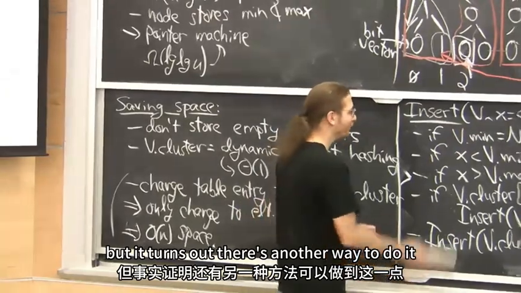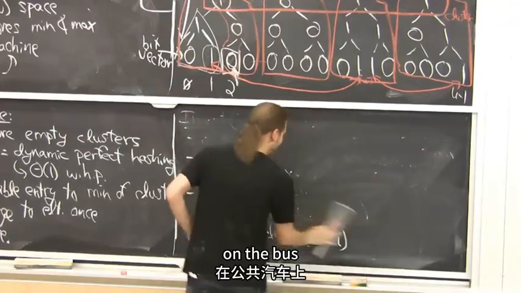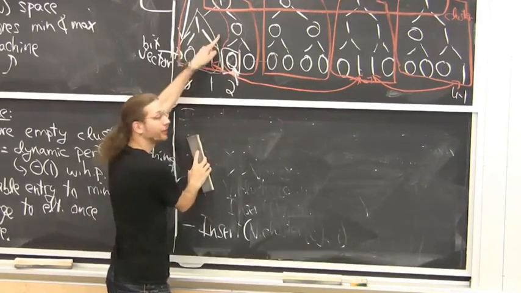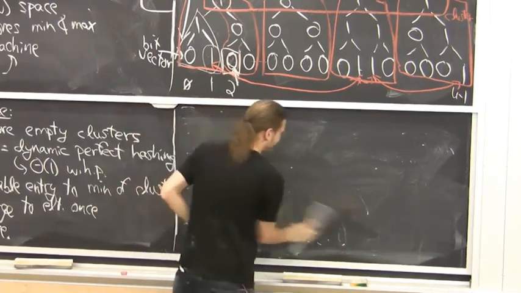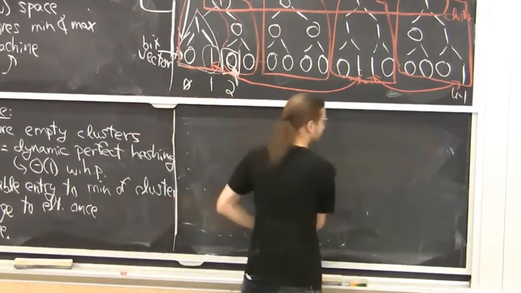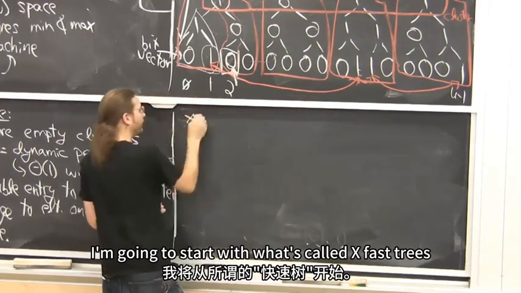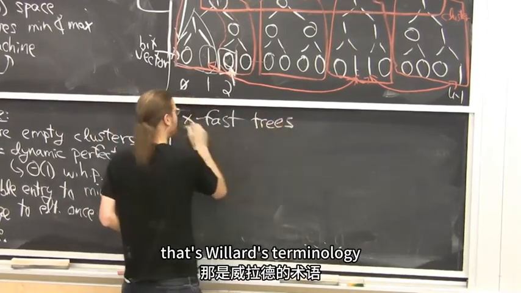But it turns out there's another way to do it. This is a completely different way to do van Emde Boas. Actually, not that completely different. It's another way to do this, and with hashing. I'm going to start with what's called X-fast trees, and then we will modify it to get Y-fast trees. That's Willard's terminology.